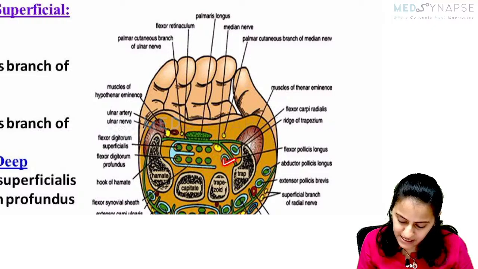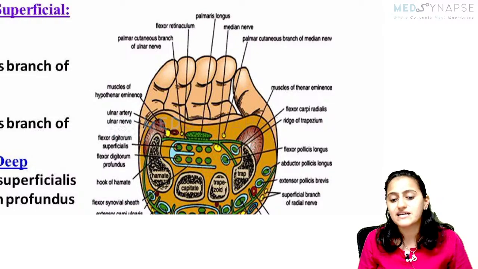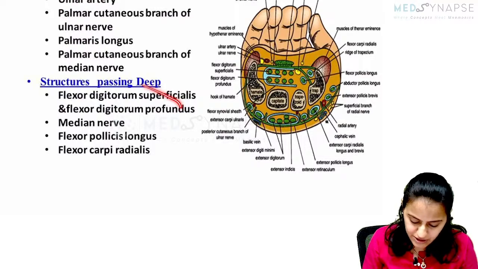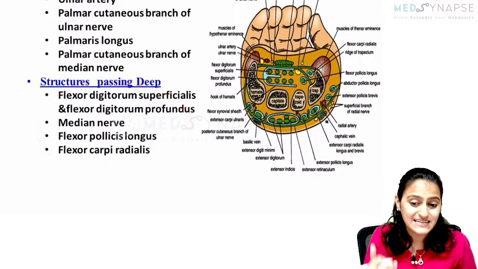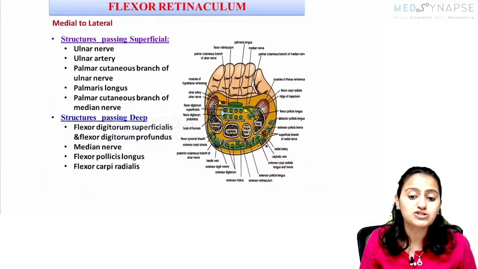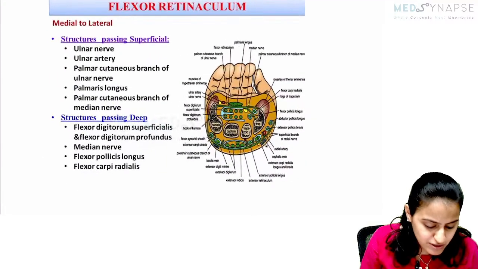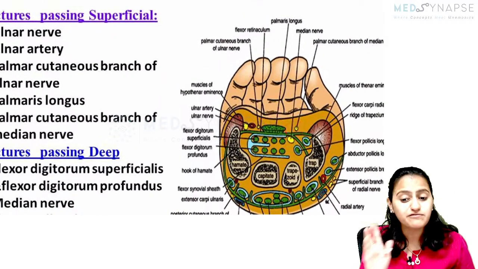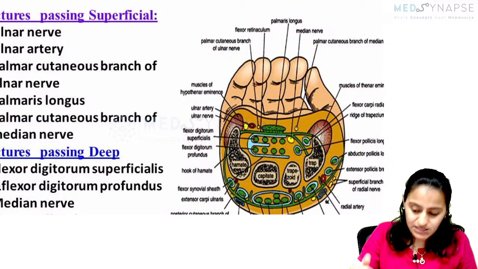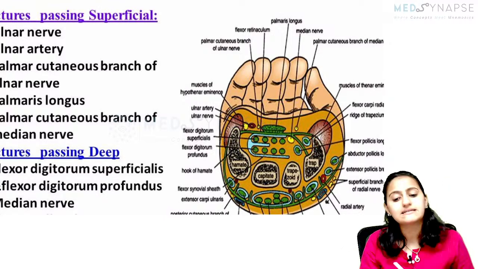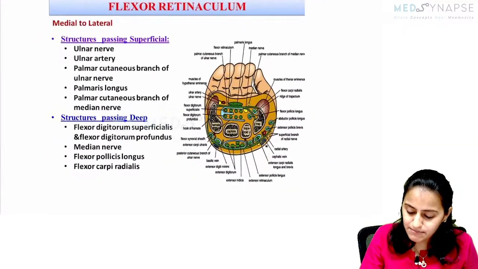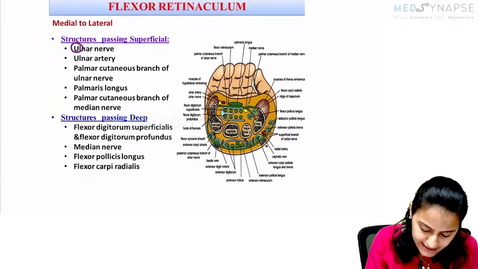This is FPL and you have the FCR. All of these are inside the flexor retinaculum. These are the structures deep to it. These are the structures superficial to it. So if you get an image based question, that is what we said. The palmar cutaneous branch of median nerve is superficial, but the main median nerve is deep, within the flexor retinaculum. So remember what is superficial?